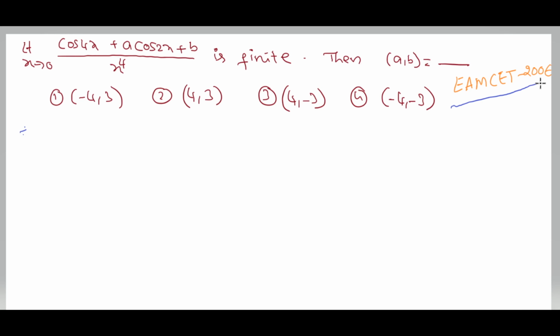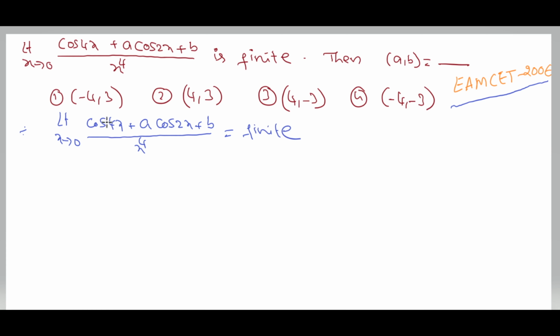Friends, this problem is from MSET 2006. Here is given limit x tends to 0, cos 4x plus a cos 2x plus b by x to the power of 4 is a finite value. Then find the values of a comma b. Here is given limit x tends to 0, cos 4x plus small a cos 2x plus b by x to the power of 4 is equal to a finite value.